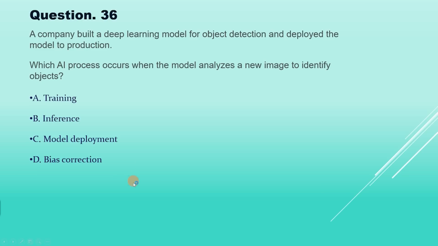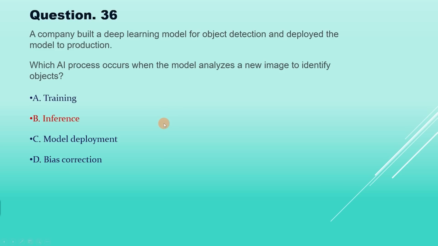So the correct answer here will be inference, because AI inference is the process that a trained machine learning model uses to draw conclusions from brand new data. An AI model capable of making inferences can do so without examples of the desired results.